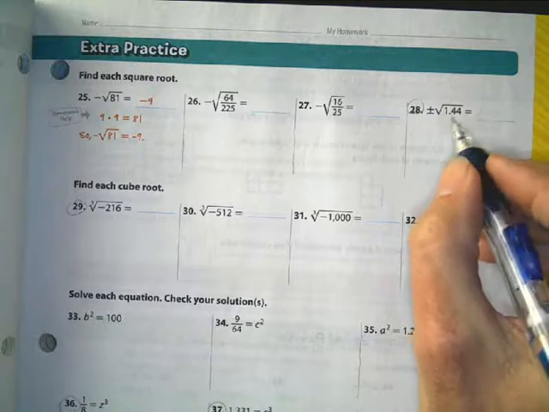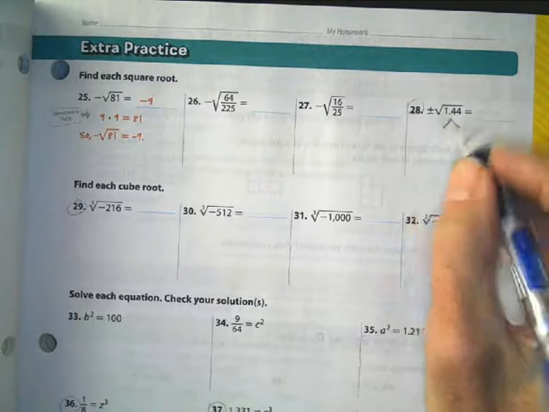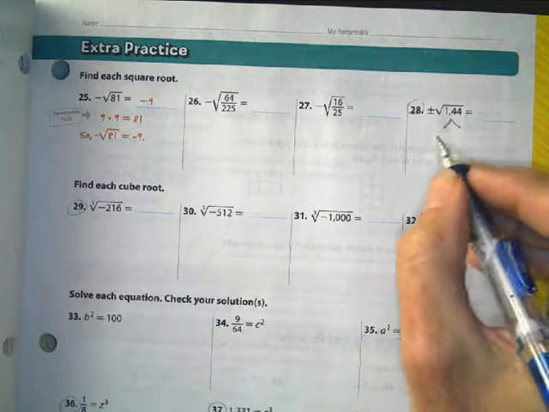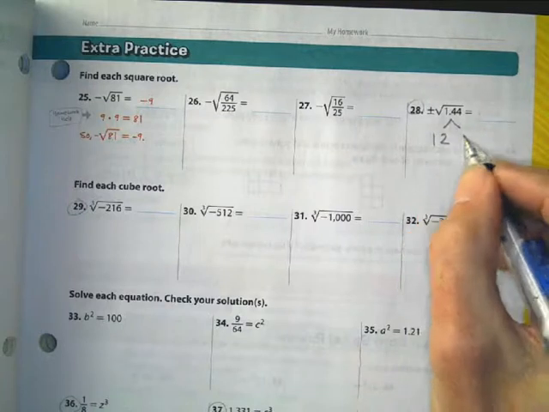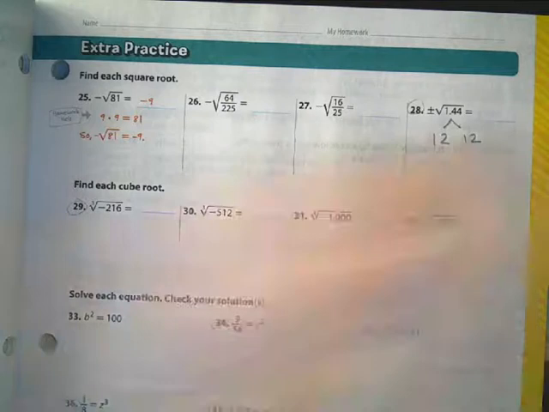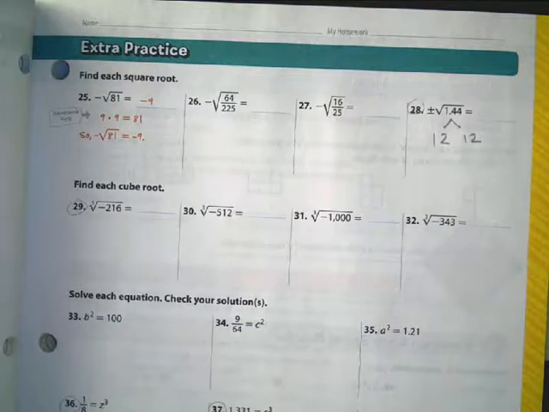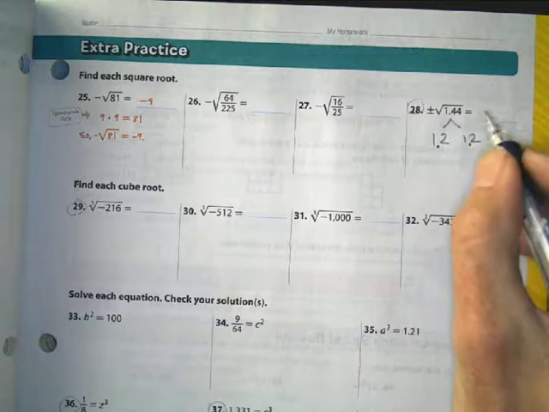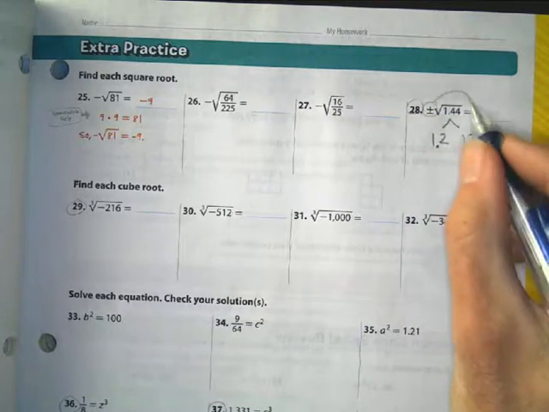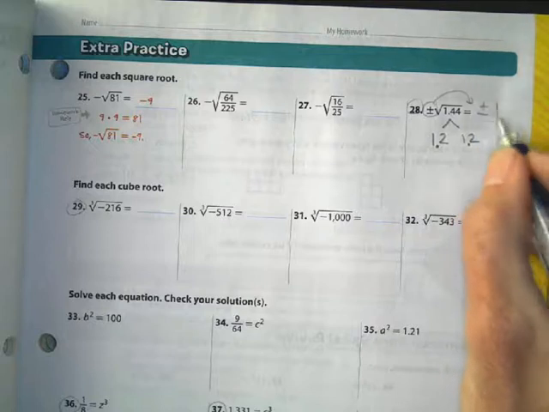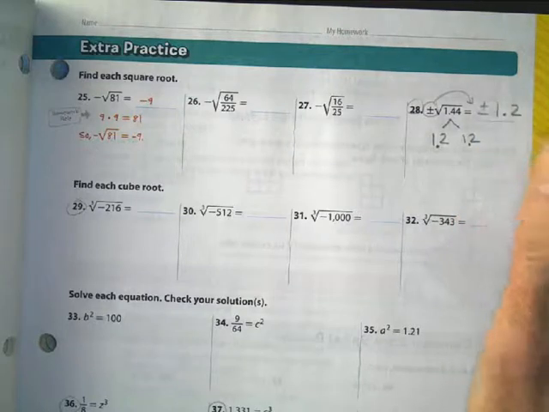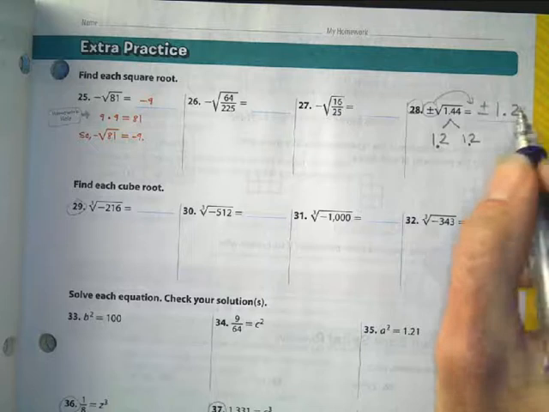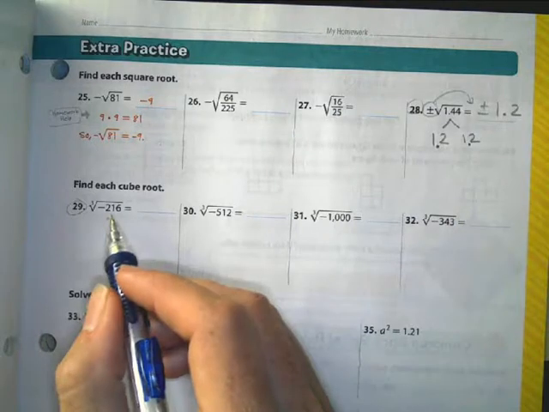28, we have plus or minus the square root of 1.44. I recognize that 1.44 looks a lot like 144, and 144 is 12 times 12. But in this case, because we're dealing with 1.44, it's not going to be 12 because that's not going to quite work out very well. I'm actually going to do 1.2, 1.2. And so my solution, I have a plus and minus in front, I carry that over, is plus or minus 1.2. So it's a lot like 12, but just has a decimal there.